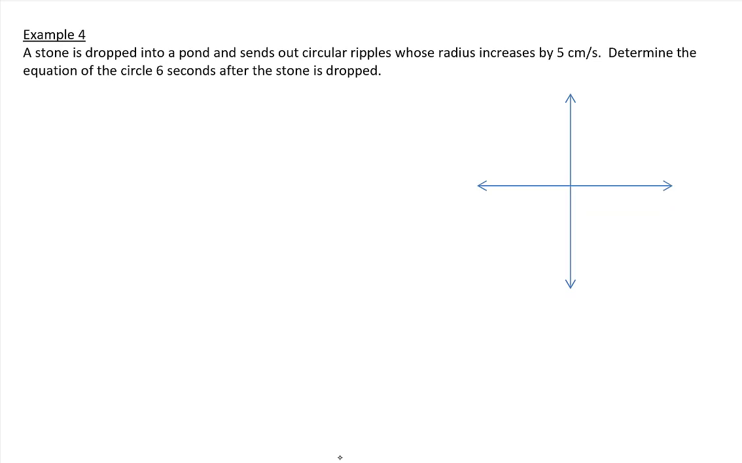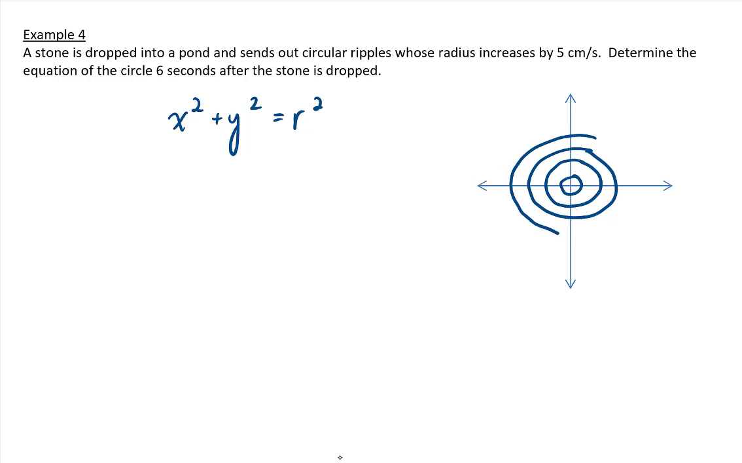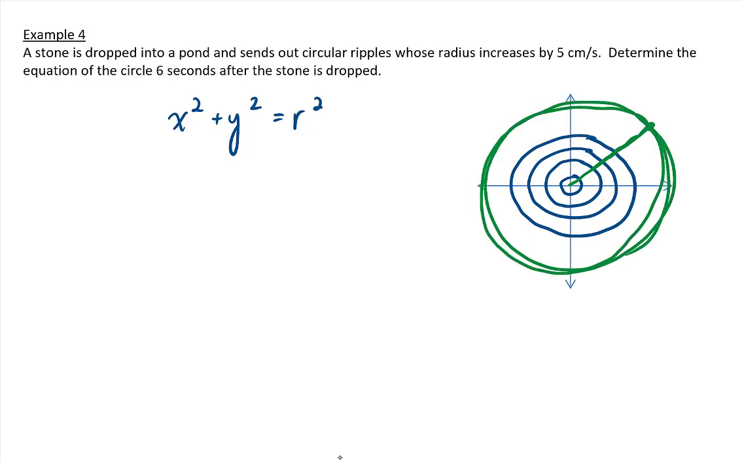All right, last example. A stone is dropped into a pond and sets out circular ripples whose radius increases by 5 centimeters per second. I want to know the equation of the circle 6 seconds after the stone is dropped. Remember, the equation of a circle is x squared plus y squared equals r squared. So these ripples are going out 5 centimeters per second in this direction. So every one of those are 5 centimeters apart. But we want to know what it looks like 6 seconds later.